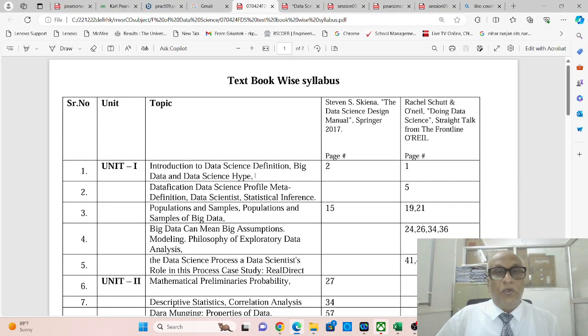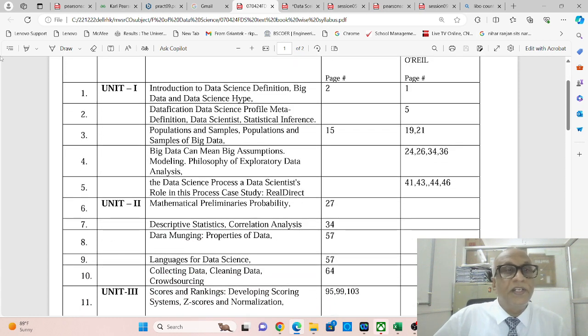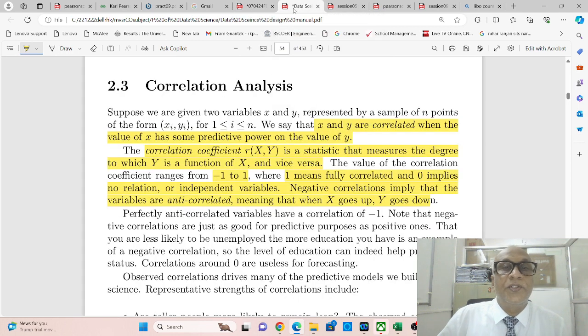So, today's topic being discussed for the subject fundamentals of data science is correlation analysis. So, let us look at the concept of correlation analysis. We have two variables x and y, and are they correlated or not? If they are correlated, then say x has a predictive power on the value of y.